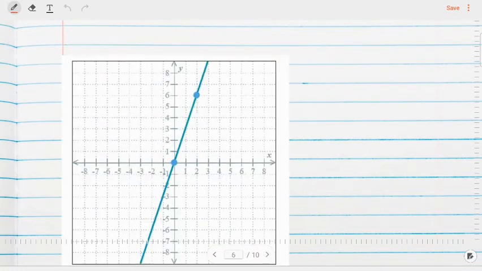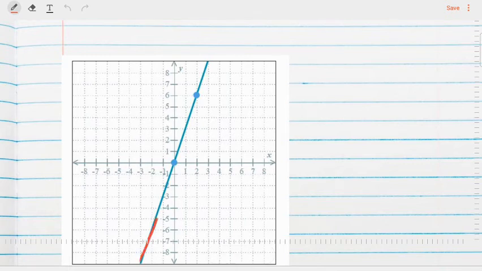I want you to try this next example on your own. Remember to check to see if it's positive or negative before you graph it. Find your point 1, point 2, and then click pause and press play when you're ready to check. All right, so let's go ahead and check.